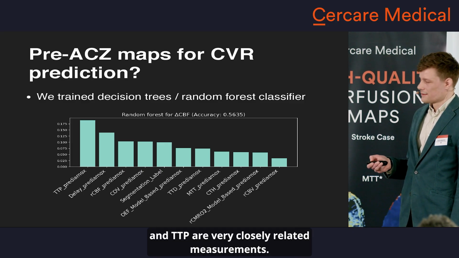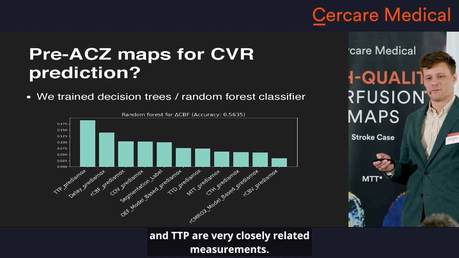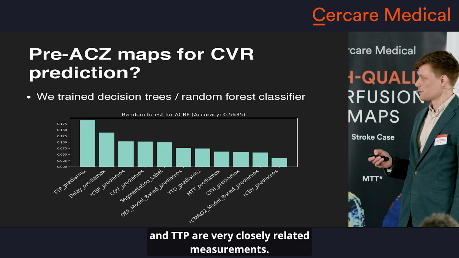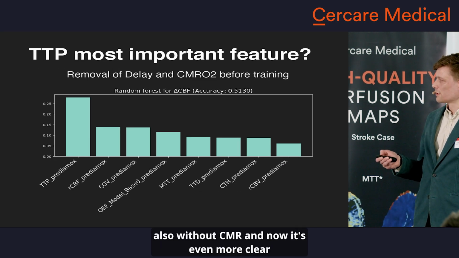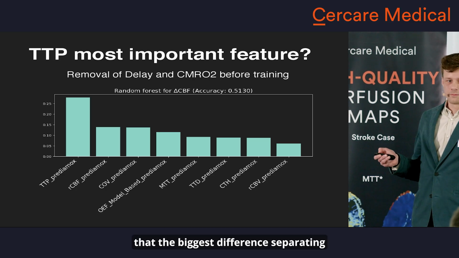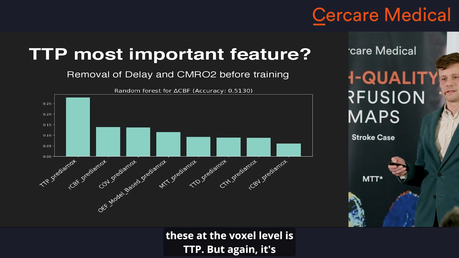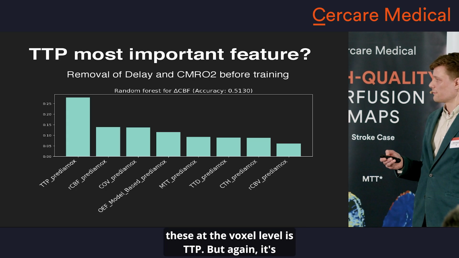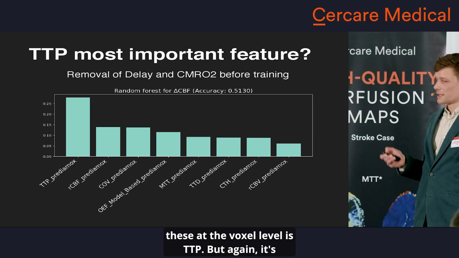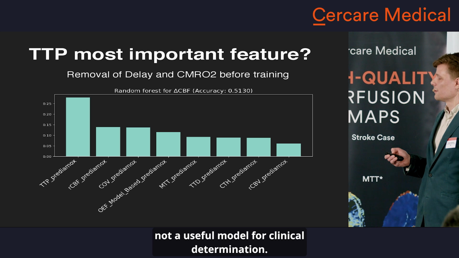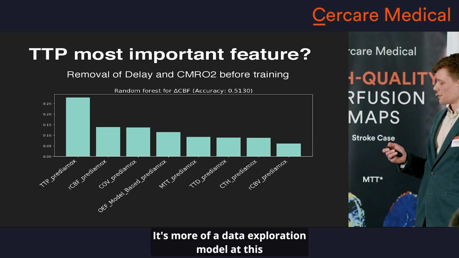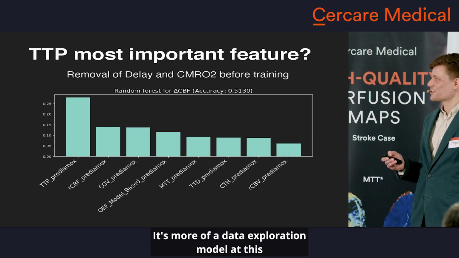And delay and TTP are very closely related measurements. So we retrained the model without delay and also without CMRO2. And now it's even more clear that the biggest difference separating these at the voxel level is TTP. But again, it's not a useful model for clinical determination. It's more of a data exploration model at this point.